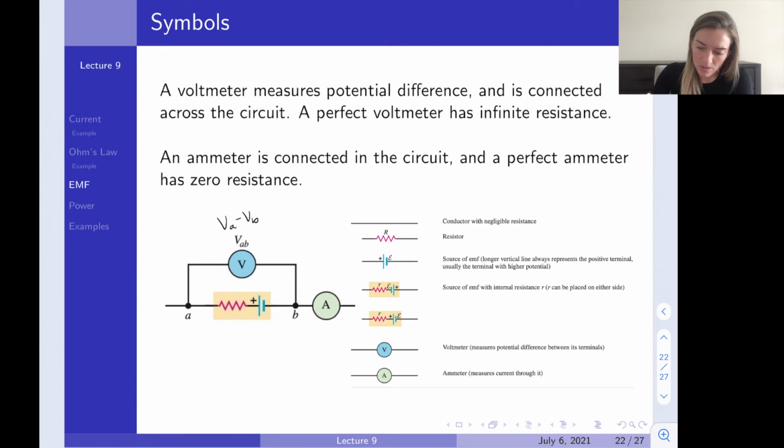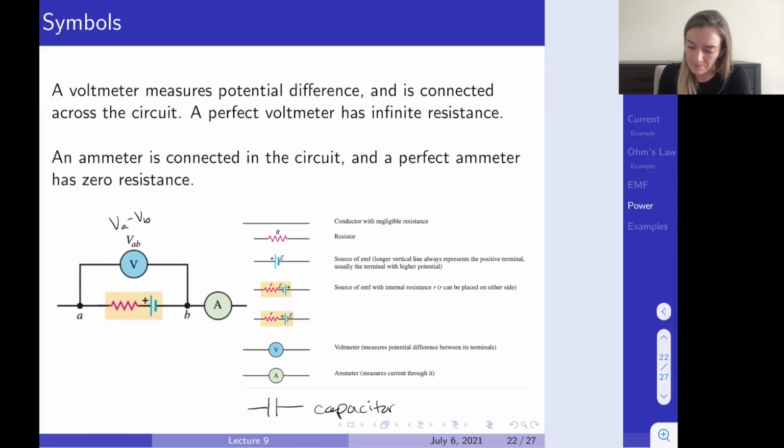And then we'll also see next time, this is a capacitor. So when you have these 2 lines that are equal length, that will denote a capacitor in our circuit. But we'll see that in our next lecture.